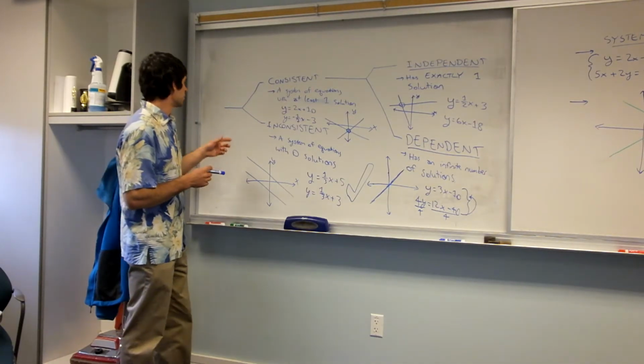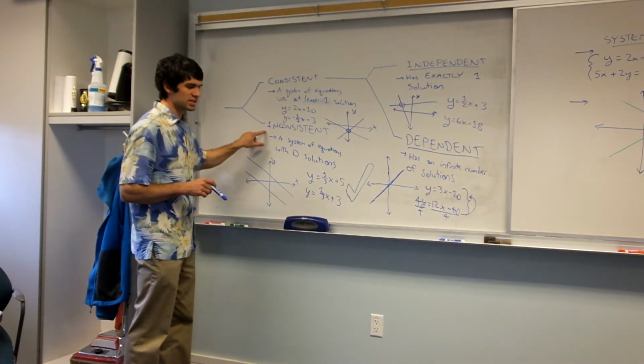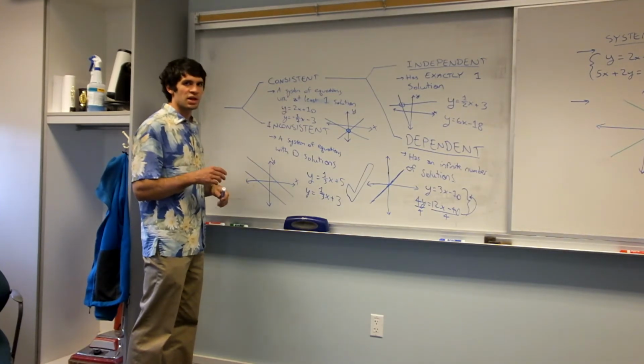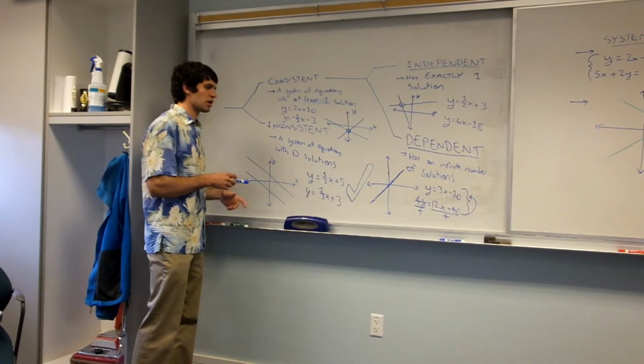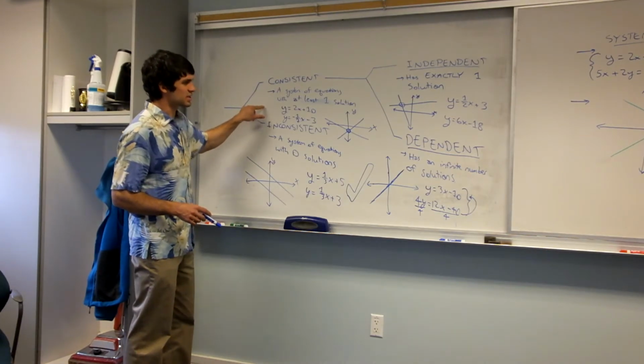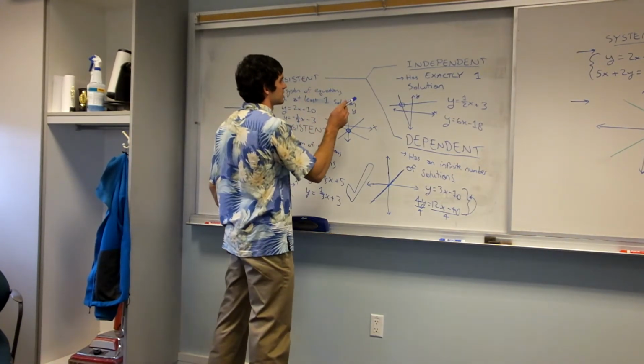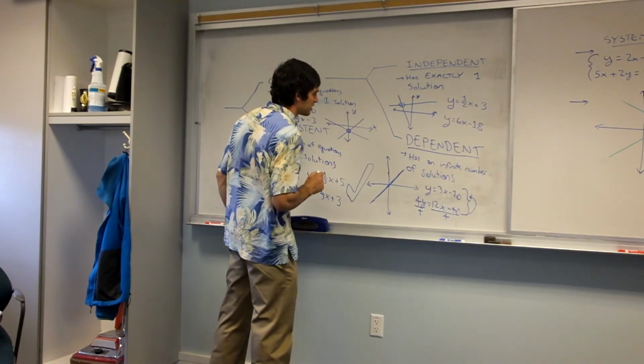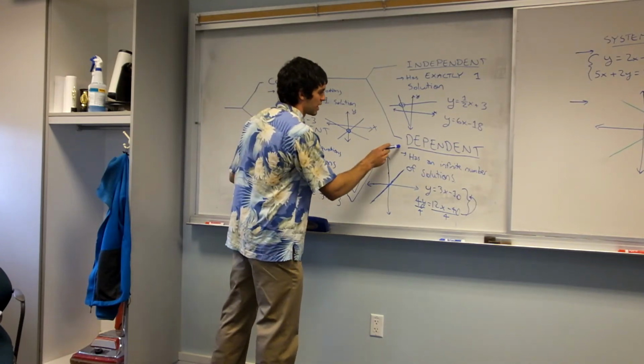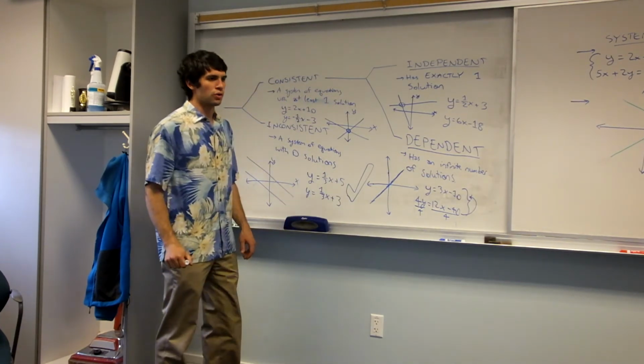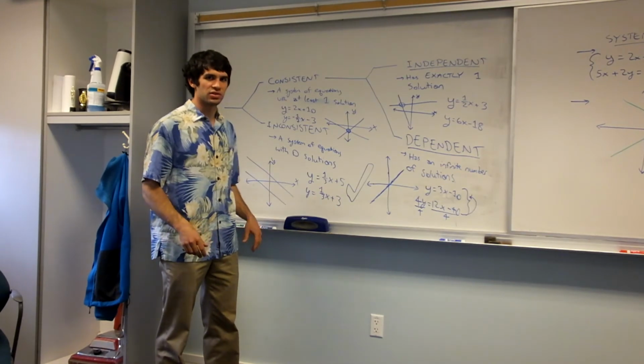So again, we get a system of equations. If it's inconsistent, if it has no solutions, that's the end game, so we just call it there. If it's consistent, we need to classify it as either consistent and independent or consistent and dependent. So that's just how you do it.